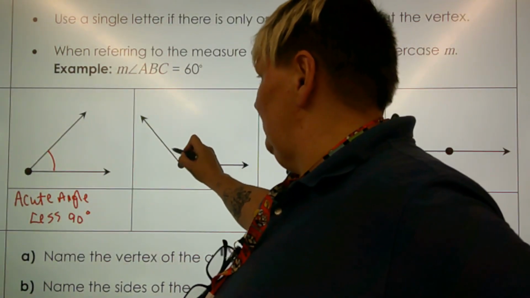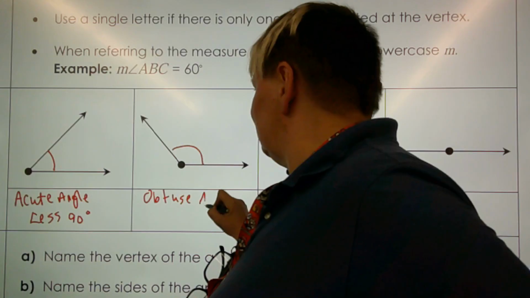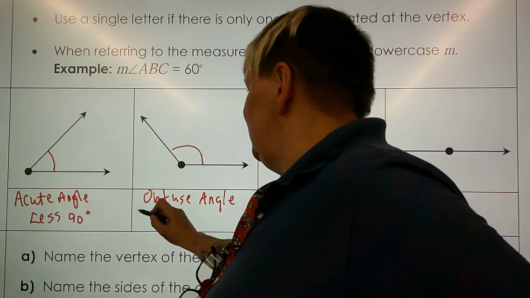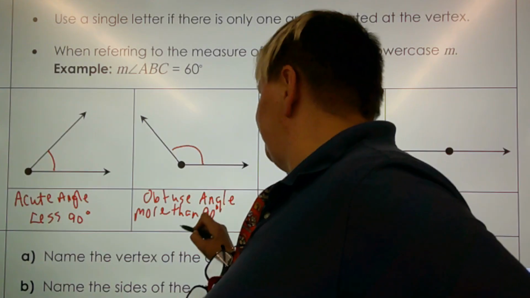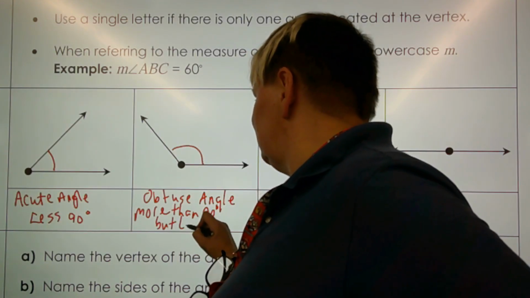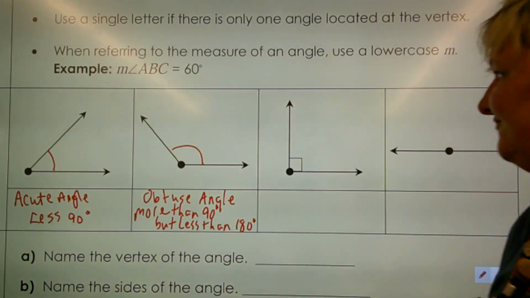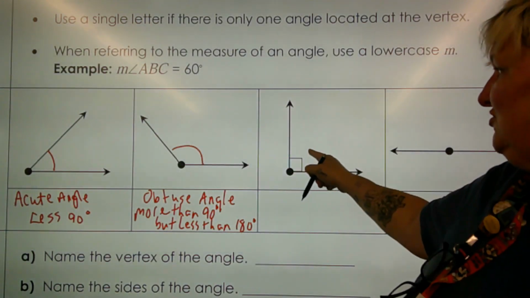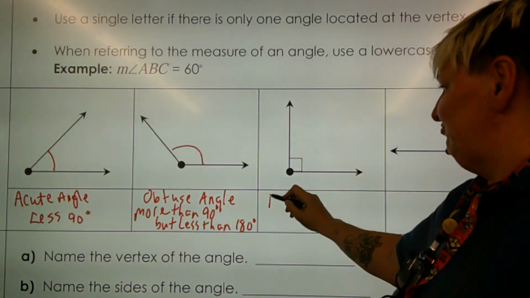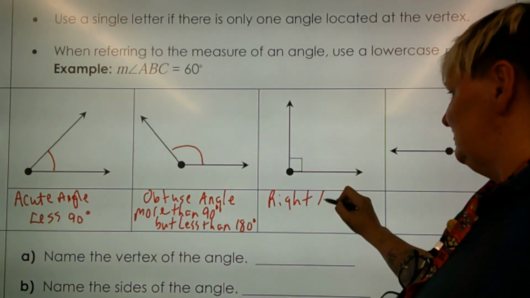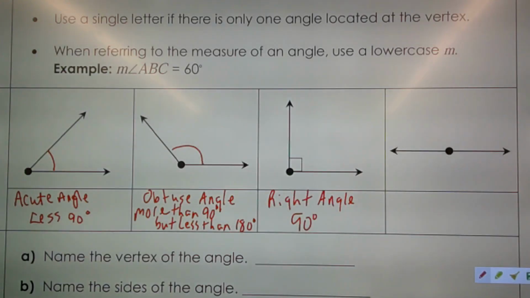There's an obtuse angle, and this is more than 90 degrees but less than 180 degrees. This little square means that the rays are perpendicular, and that means it's a right angle. And right angles are always 90 degrees, no more, no less.